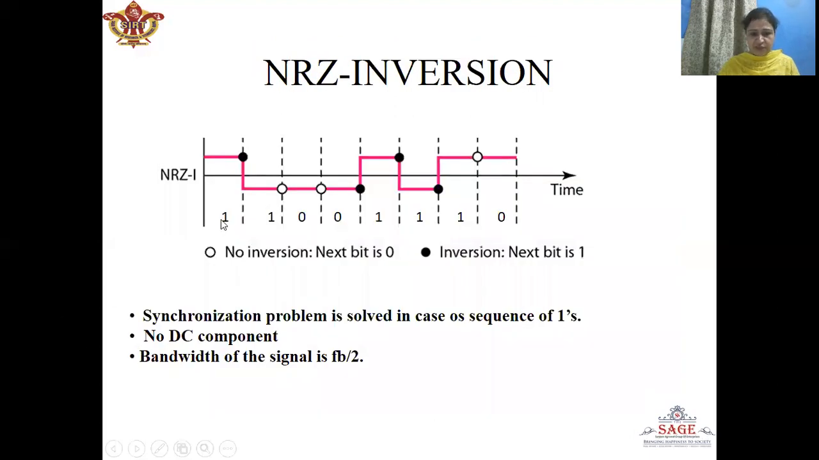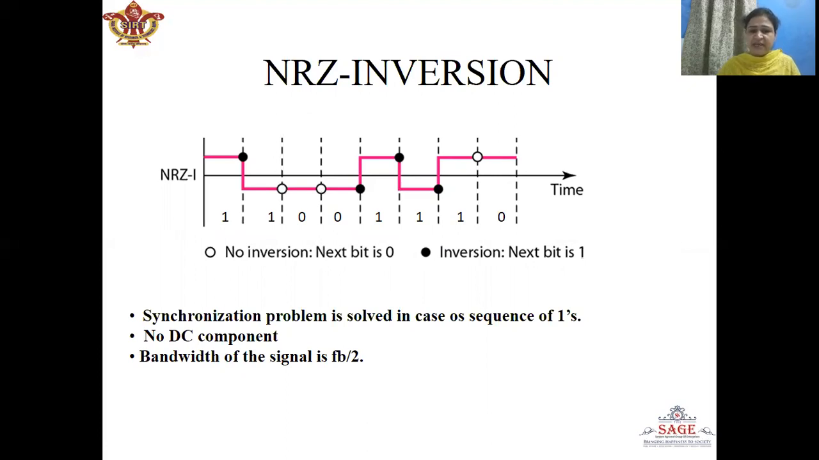Now NRZ inversion. Here the inversion occurs when bit 1 comes, whereas there is no inversion when the next bit is 0. So here we can see that initially the binary 1 bit is represented by high level. Now since the next bit is 1, it will have inversion from plus V to minus V. Now again the next bit is 0, there will be no inversion. Then 0, there will be no inversion. Now coming to 1, there will be inversion. Now again the next bit is 1, there will be again inversion. So the inversion occurs whenever the next bit is 1.